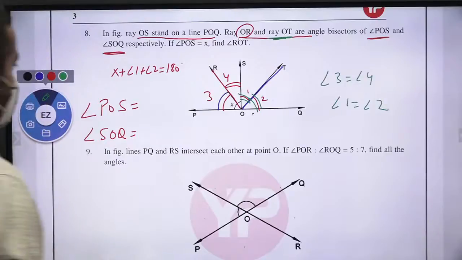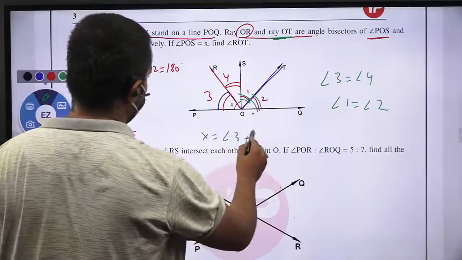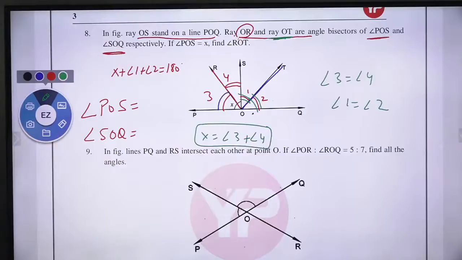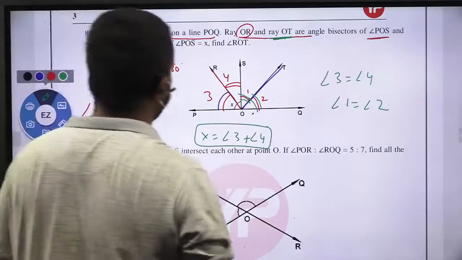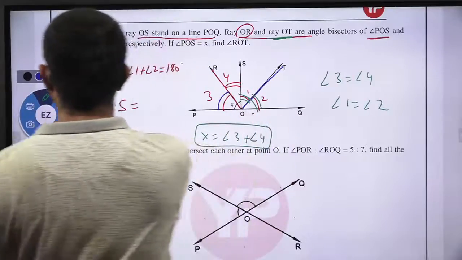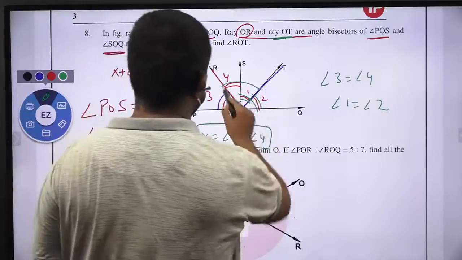So x is what? x is angle 3 plus angle 4. Now we have to find angle ROT. So we need to find ROT. So ROT is this.